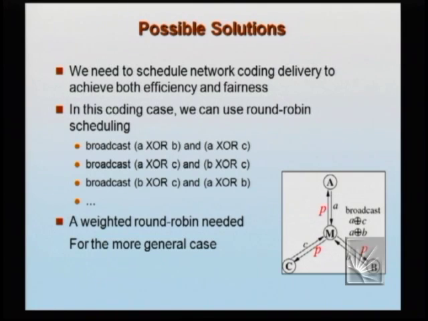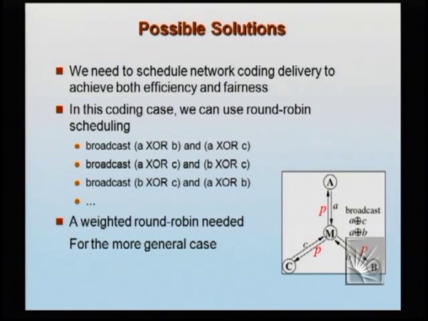Okay, now let's look at some possible solutions for the simple coding scenario. In that scenario, we just need to schedule the network coding delivery to achieve both efficiency and fairness. In order to achieve fairness, we can use some round-robin scheme. It's a very simple idea, right?